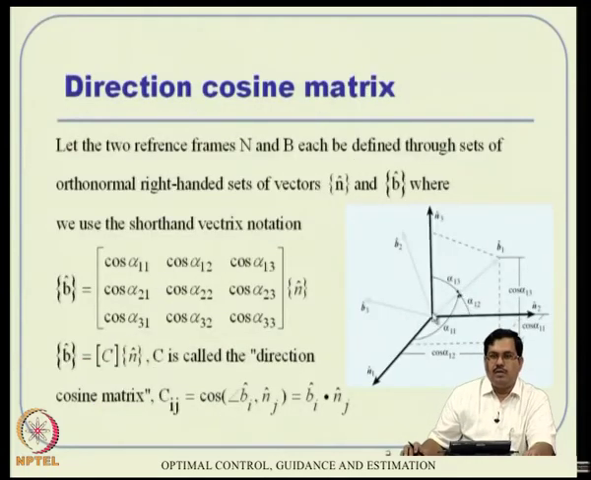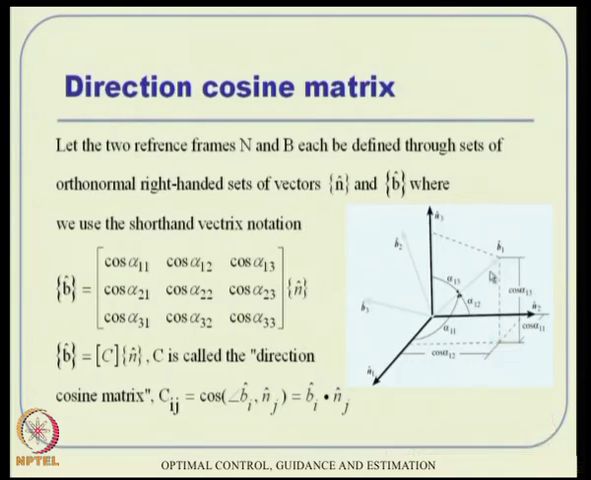Direction cosine is this: if you have a reference frame and any vector, I can talk about direction angles of that vector with respect to these axes. If I take cosines of those angles and put them in a matrix form, then this is the matrix that I am calling the direction cosine matrix.